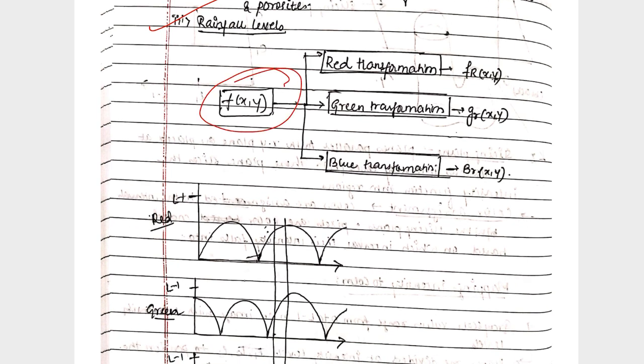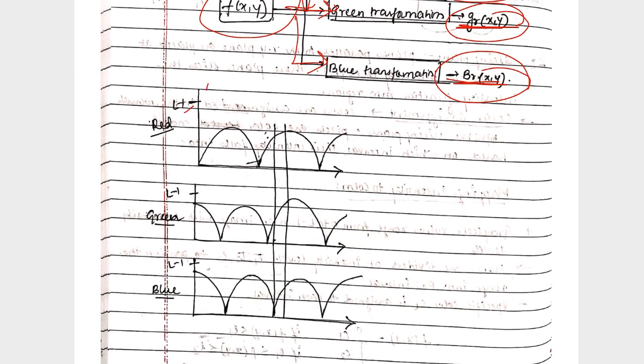f of x comma y is the input image. You apply individual transforms for red, green and blue. Once you get fr of x comma y for red, gr of x comma y for green and br of x comma y for the blue component. This is the graph for this. Again, it is a sinusoidal wave only. For green, it starts from here, and for blue, a little bit up from the x-axis, it goes like this.